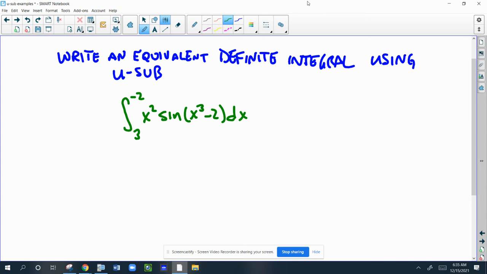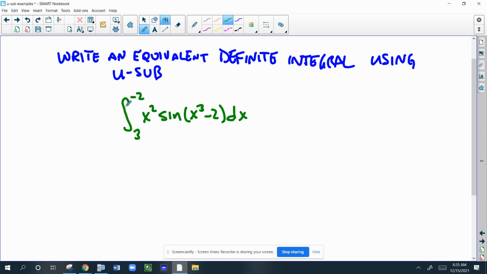Okay, in this video, we're going to write an equivalent definite integral to a given integral using u substitution. We're not going to evaluate the integral. We're just going to write an equivalent integral. So the way to do something like this is just go through your u substitutions. But to make it equivalent, you have to make sure you change the limits.